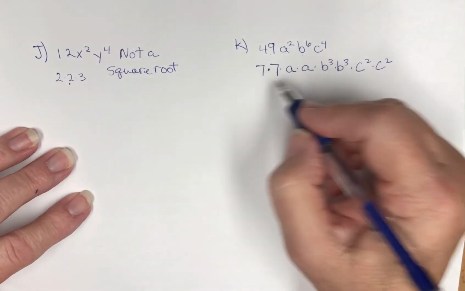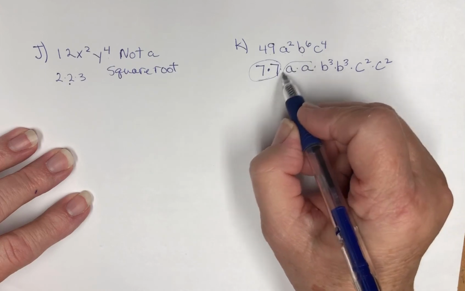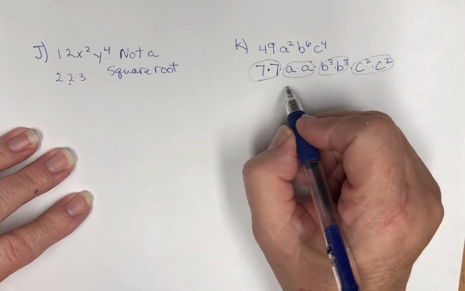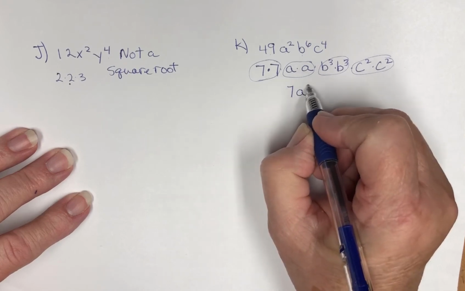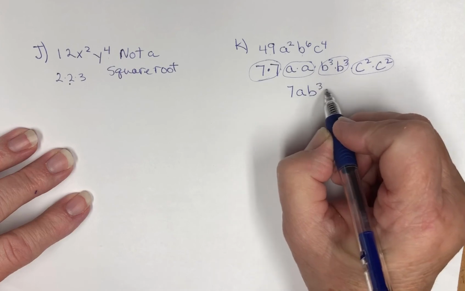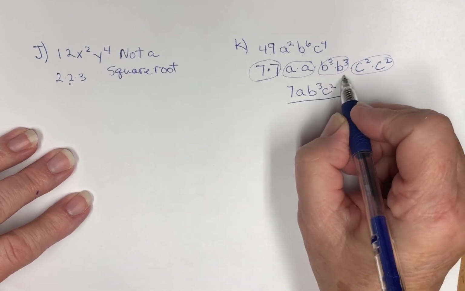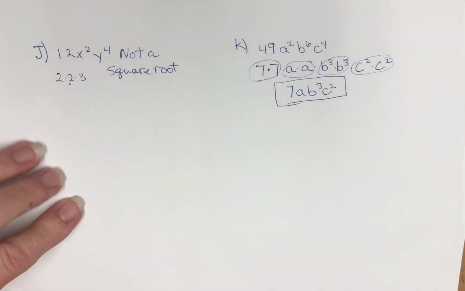So if I were to pull one from each of these, here's one group, second group, third group, fourth group. I take out one 7, I take out one a, I take out one b to the third, and I take out one c squared, and that shows that it is a perfect square, and that is its square root.